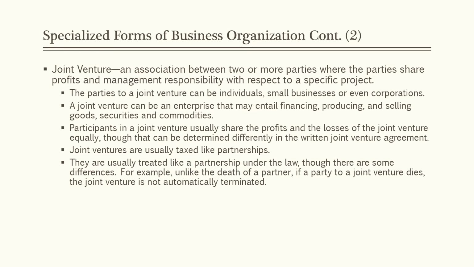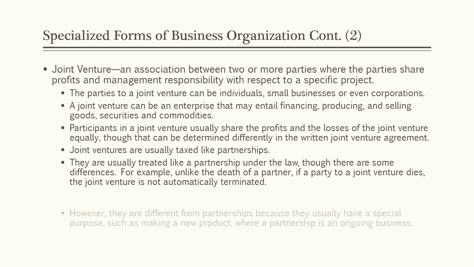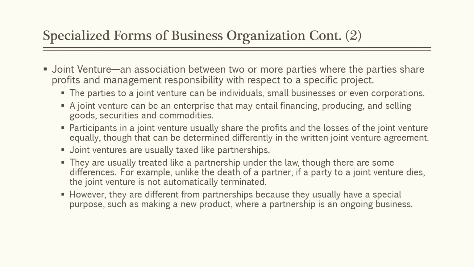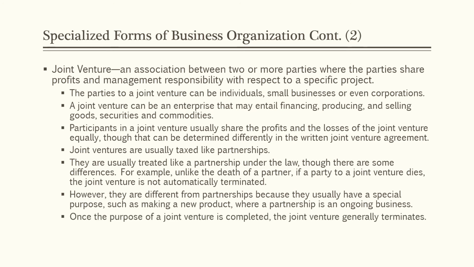For example, unlike the death of a partner, if a party to a joint venture dies, the joint venture is not automatically terminated. However, they are different from partnerships because they have a special joint purpose, such as making a new product, while a partnership is an ongoing business. Once the purpose of the joint venture is completed, the joint venture generally terminates.